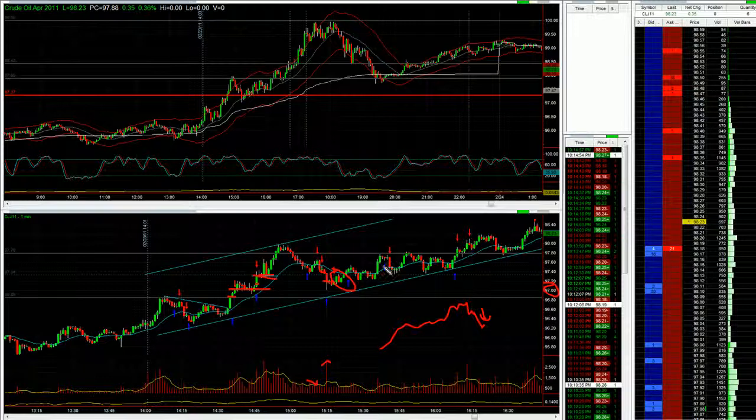So another small stop out there, and this was just caught in a bit of chop really. The market didn't know whether it was going lower or higher.